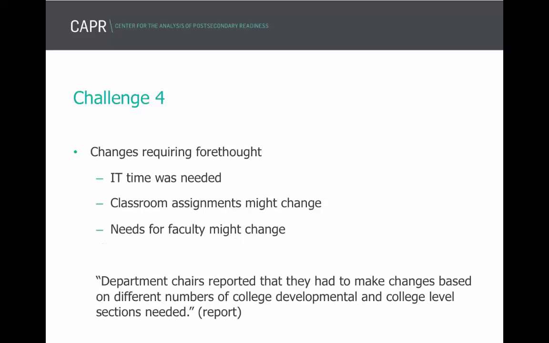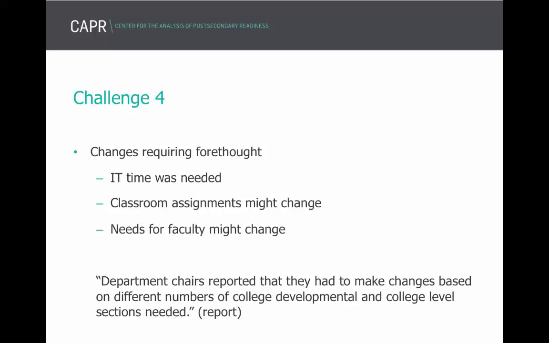It was important to think ahead to some of the consequences. So, time of the IT staff, which is also often scarce, was needed to make sure that the whole system worked properly. We encountered a couple of places where classroom assignments even had to be changed because the size of developmental classes were smaller than college level courses. So they had to think about whether some adjustments needed to be made.